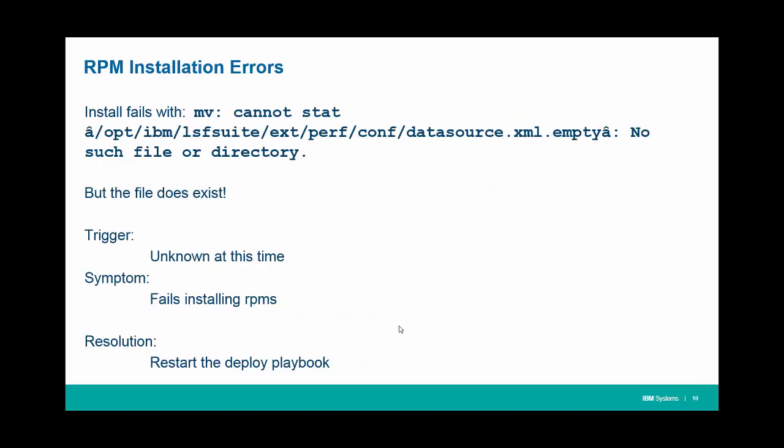Another one you may see is a more unusual one. It's pretty rare as well. You'll see an error that it can't stat this file here, /opt/ibm/lsfsuite/ext/perf/conf/datasource.xml.empty. So this is a template file. You may find that if you do some investigation the file actually does exist, so it's kind of a strange message, right? Seems to be some kind of race condition. At this point in time, we're not sure what the trigger is, but it does cause the RPMs to fail. The solution to this one is actually very, very simple. You just rerun the deploy playbook and, chances are that the problem has just disappeared. It's pretty rare as well.